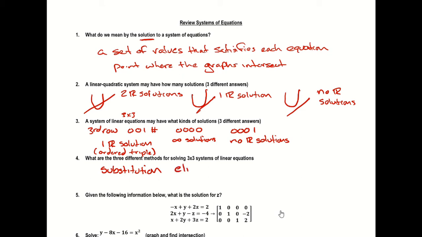Then we had elimination, where we added the equations together to cancel out variables. And then finally, we had matrix operations, where we built our augmented matrix and used reduced row echelon form on the calculator to solve.